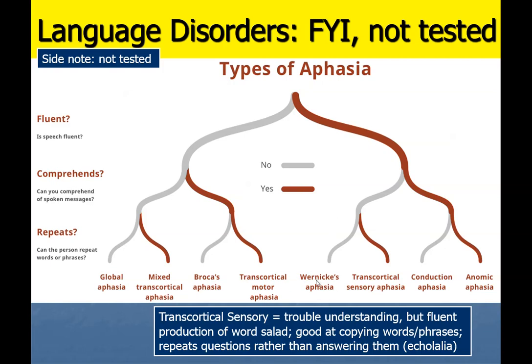Similar to Wernicke's aphasia, there's what's called transcortical sensory aphasia. And so that's where there's trouble understanding. They don't have comprehension, right? They don't understand the meaning of individual words, but they'll fluently produce this word salad. The big difference between Wernicke's aphasia and that is they're really good at copying words and phrases. So if someone asks them a question, they don't understand the words the person is saying, but they can repeat those words, and actually they might just repeat the question rather than understanding and answering the question. So it's a symptom called echolalia.